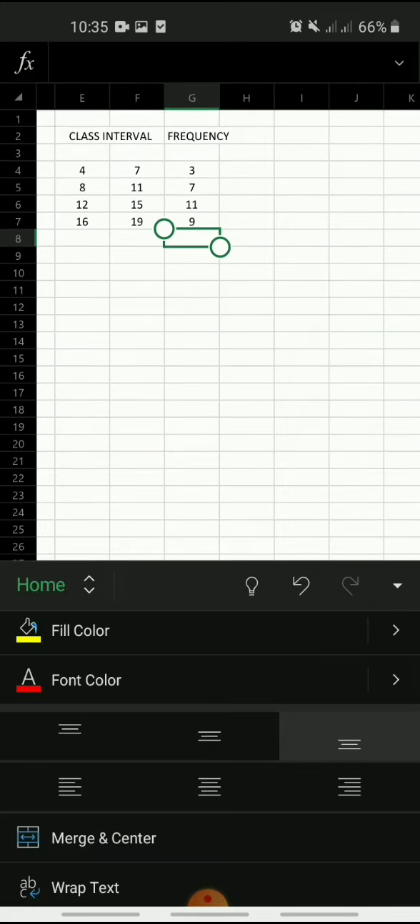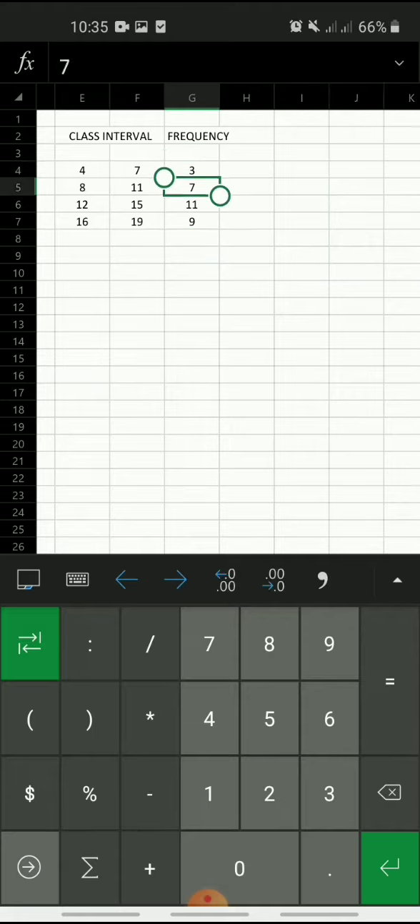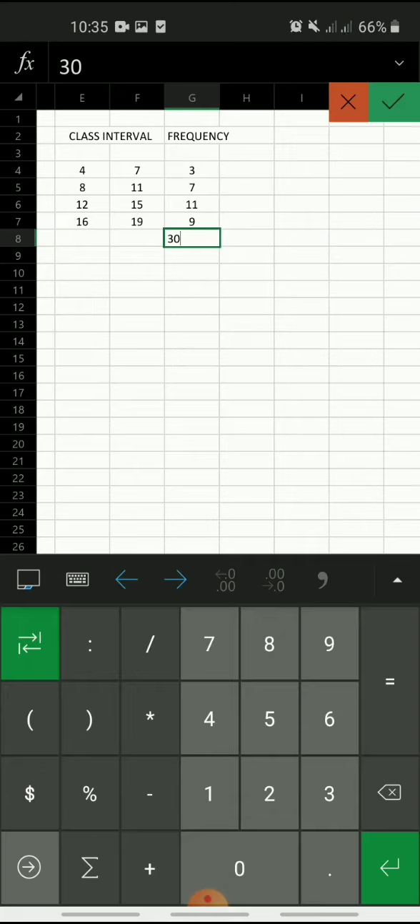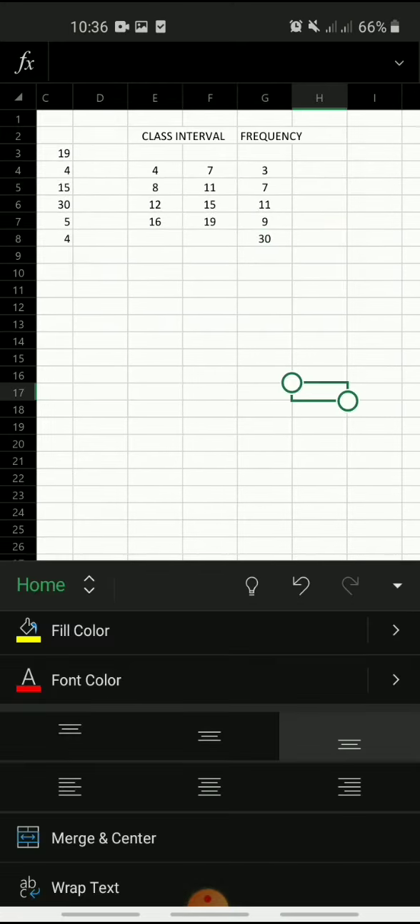Then we add them all. 3 plus 7 equals 10, then plus 11 equals 21, plus 9 equals 30. So we got the total number of data. So we got the frequency.